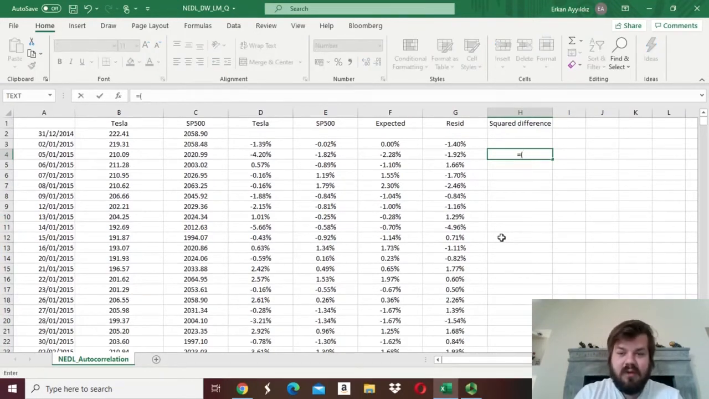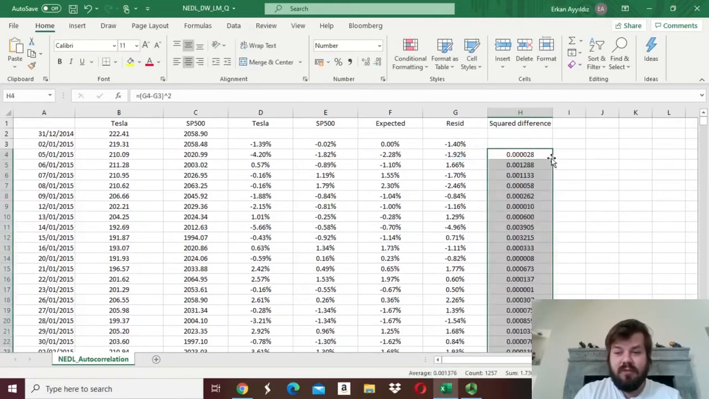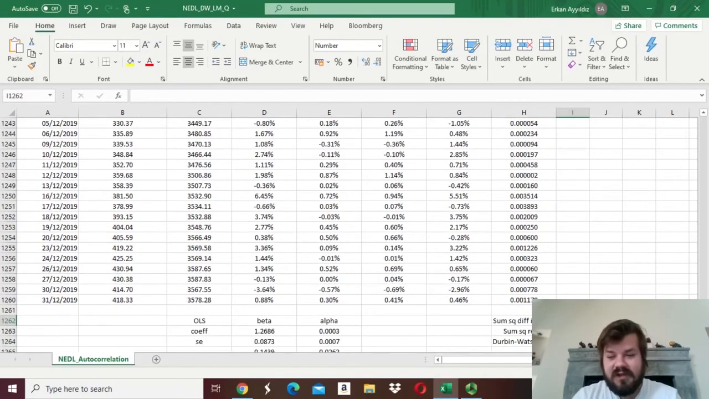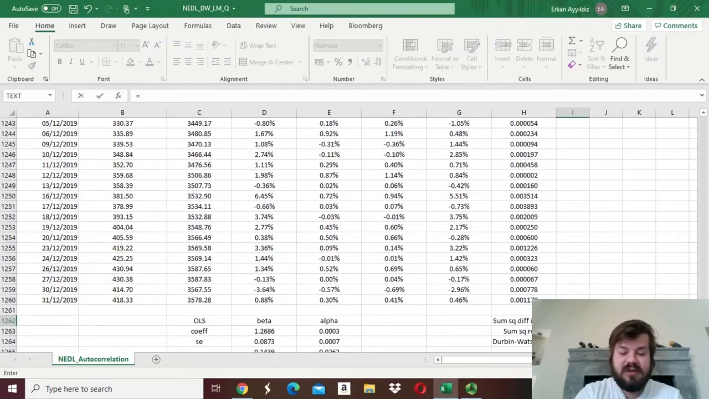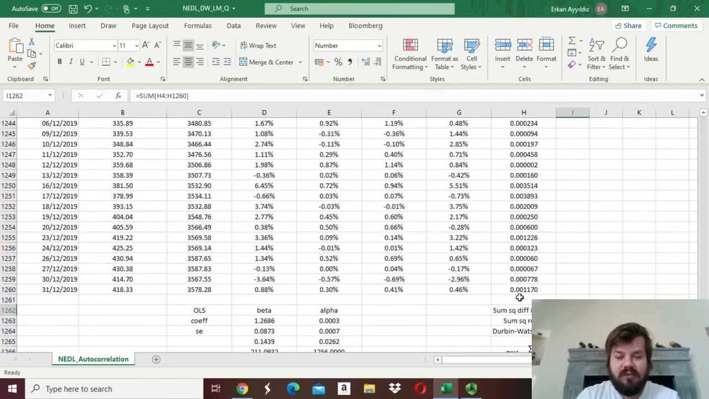That's pretty simple. We'll just have our residual at day 2 minus our residual at day 1 and square it, and then bottom right click this formula all the way down, and we can already figure out our numerator. We'll just need to sum this whole array, and this is the numerator of our Durbin-Watson stat.